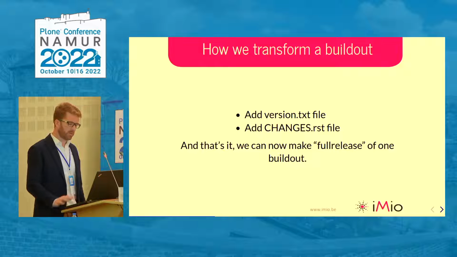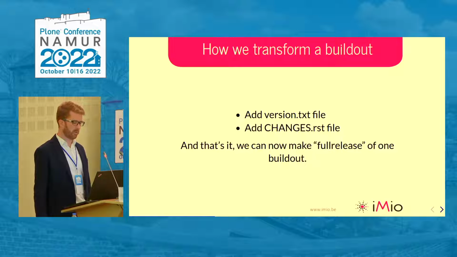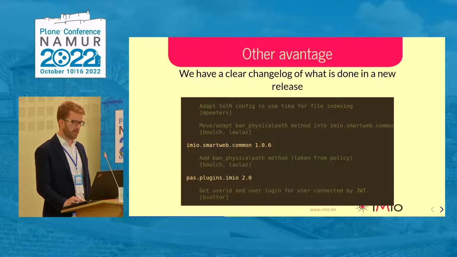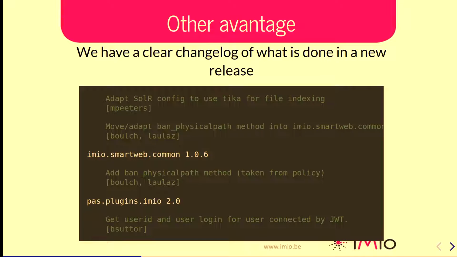We read the code of zest.releaser, and we saw that with just a version.txt file and a changelog entry, you can make a release of any repository. So it's done. We just add 2 files to our buildout repository, and after that we are able to make a full release. Another advantage is that we have a clear changelog of what is in the new version. We can share it with our clients, and I think it's a good thing.